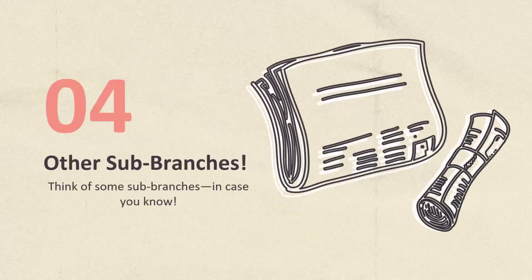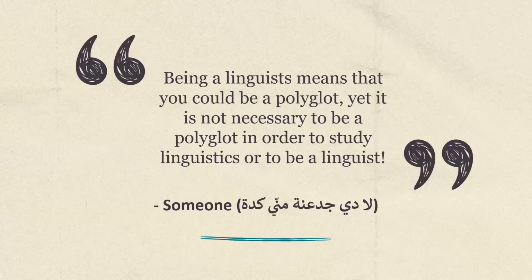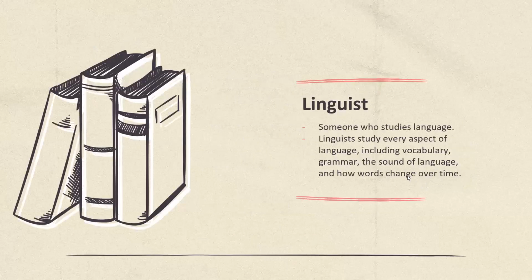Okay, right now we'll be having other sub branches of linguistics. Think of some sub branches in case you know. I just mentioned, when we said how words change over time, historical linguistics. We study how a language changed over time. Like the language of the Anglo-Saxons is not the same language that the English people speak right now because it differs a lot. The sound system, the writing system, the vocab system, every part differs from today's language.